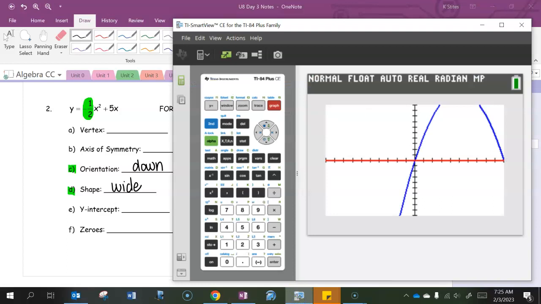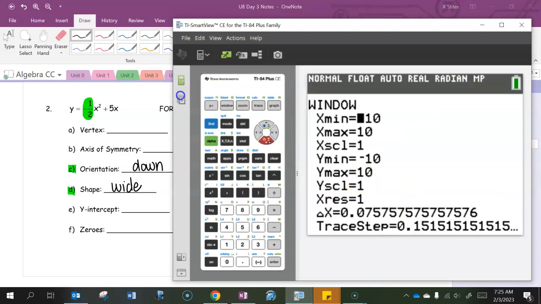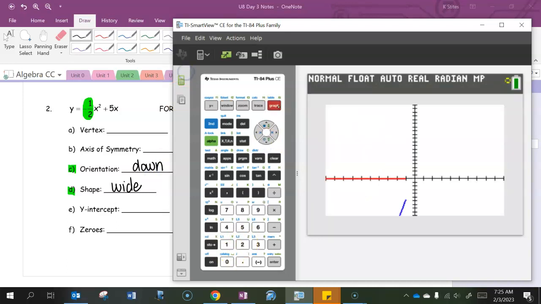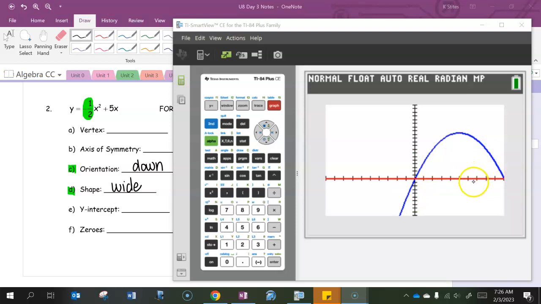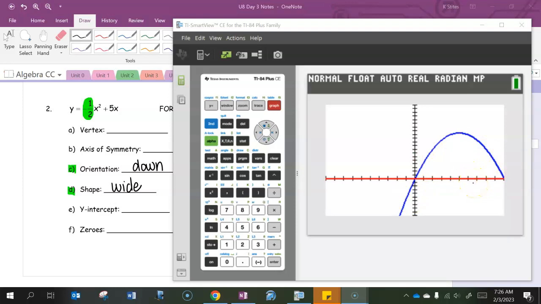All right, I do need to see higher up, so I'm going to go to Window. And to see higher up, I need to change Y max. So I'll go to 20 and see if that does it. Yep, looks good. Now we can see, in fact, this is opening down and it is really wide. So these two answers here look great.